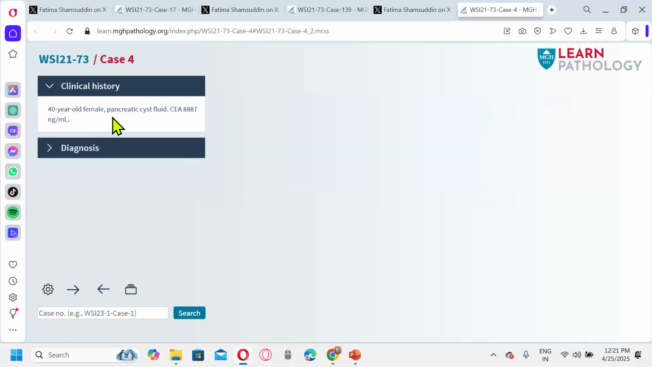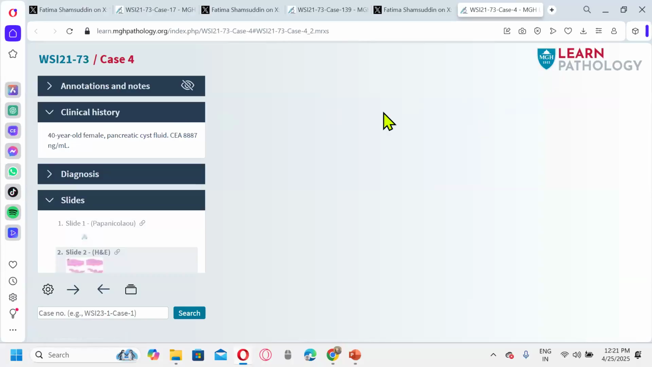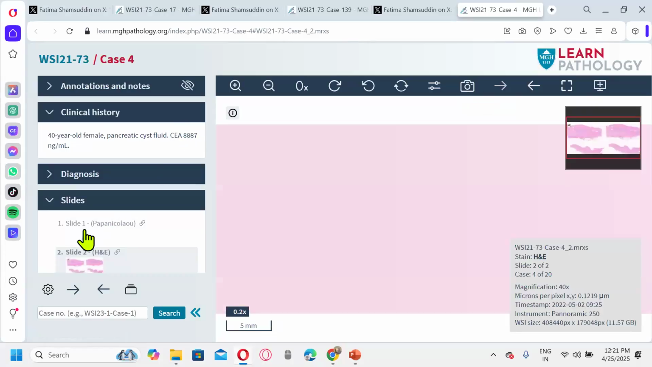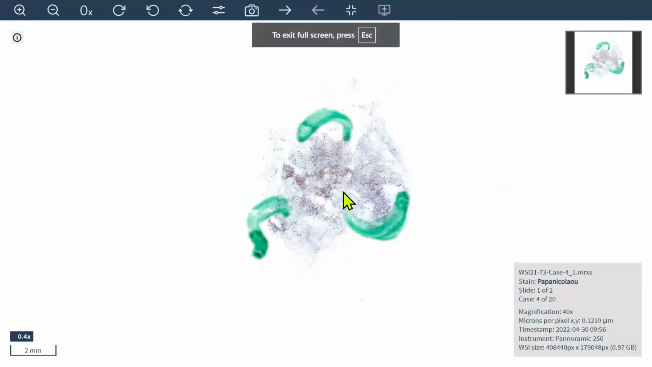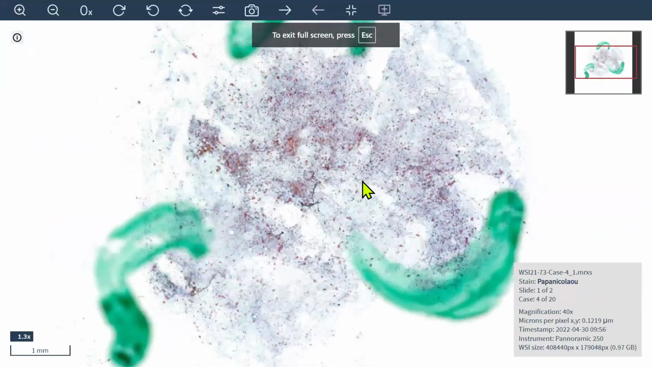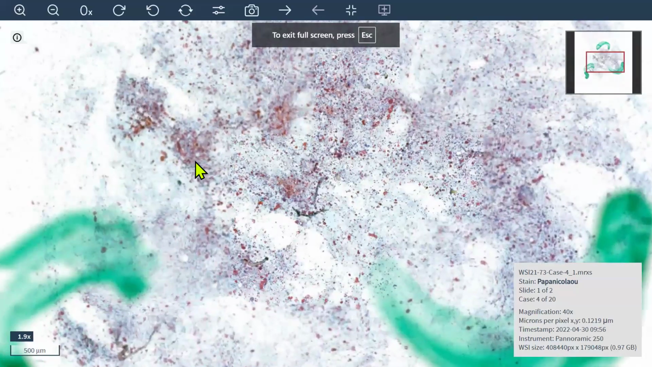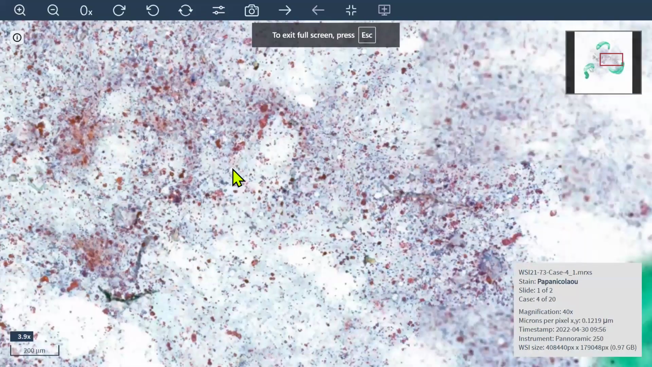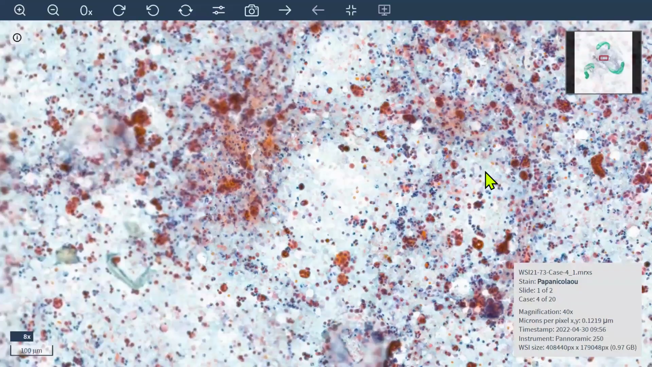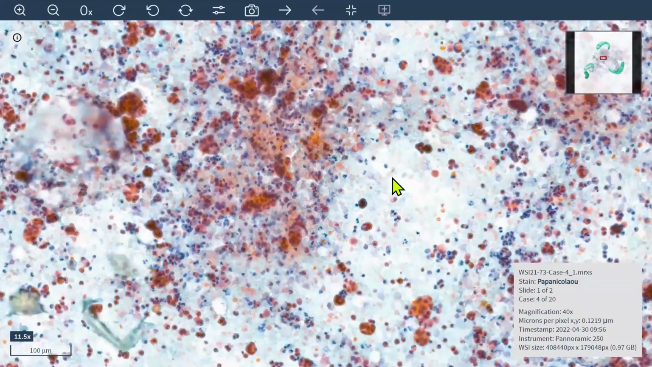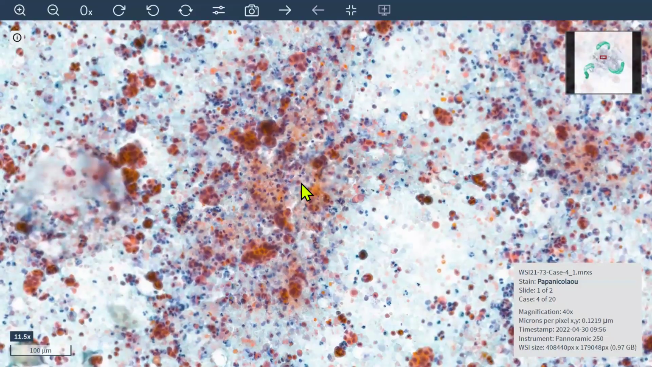So this was a 40-year-old female with pancreatic cyst fluid. If you can see, the CEA is highly elevated. Okay, so there is a cyst and highly elevated CEA. And this is the slide. So you know it is a mucinous cyst with high CEA. So it has to be MCN or IPMN. And you are seeing these cells.